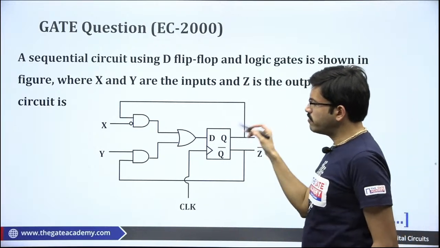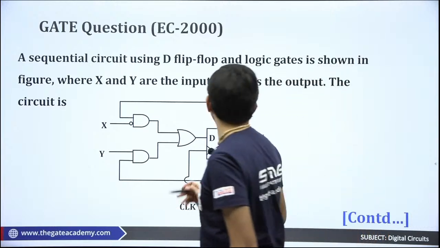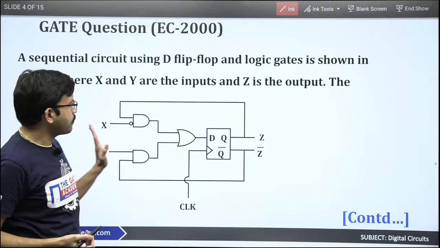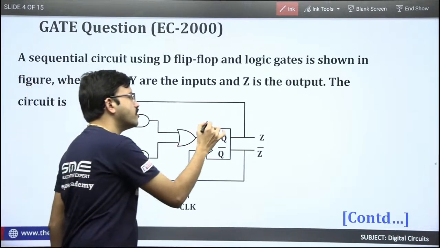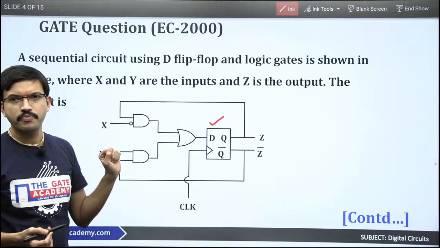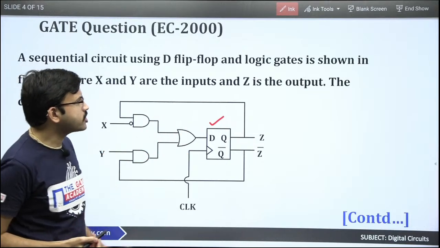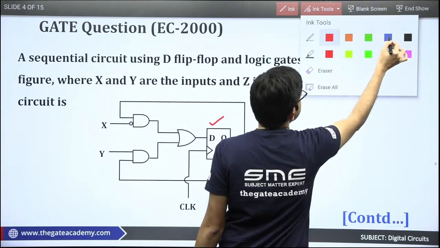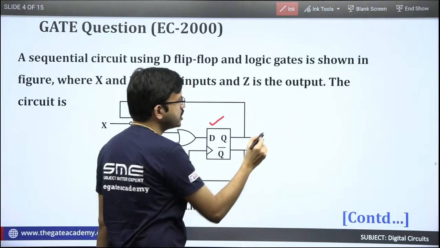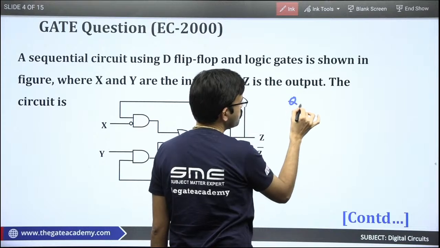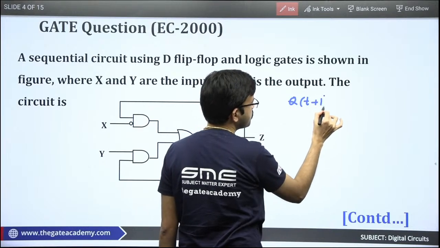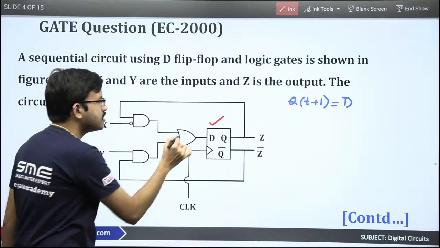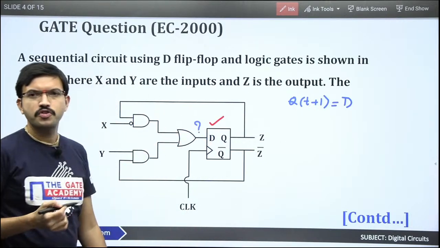For solving these types of questions, it is very simple. First, see in this entire circuit diagram they have given one flip flop, that is the D flip flop. First write the characteristic equation of the given flip flop. So here the characteristic equation of D flip flop is Q of t plus 1 equal to D. But here you have to find out the D value.